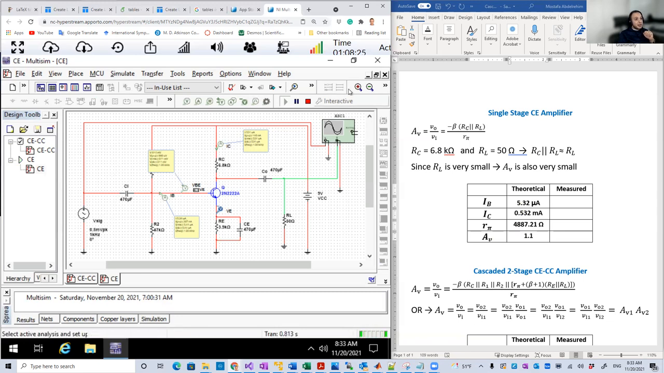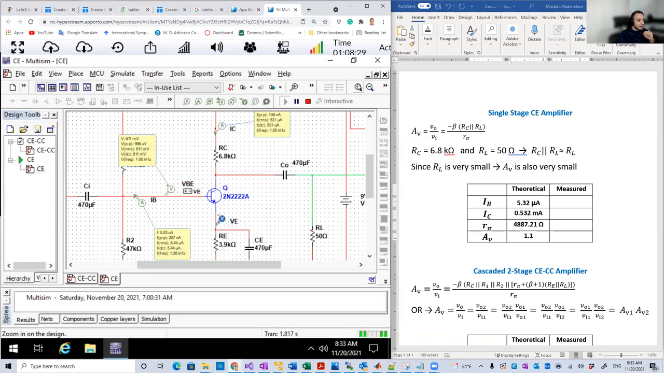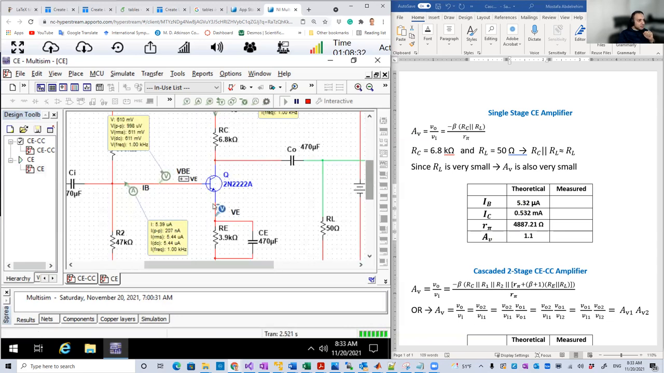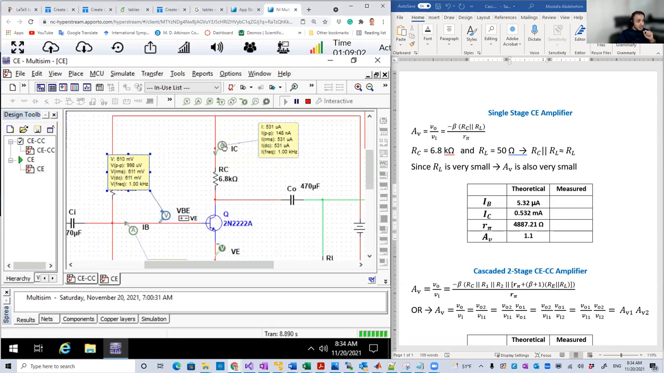Let's start by examining the numbers first. Let's start, for example, by IB here. IB is IDC. It's 5.44 microamperes, very close to this guy, very close. The difference is just 0.1. VBE, which is a differential probe here, look at the DC value here, 0.61. So 0.1 also difference to the 1.7. And I see in here 530 microamperes, just 0.53 milliamperes. So they are very close as usual.